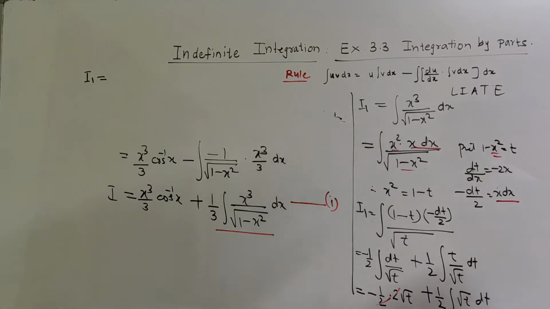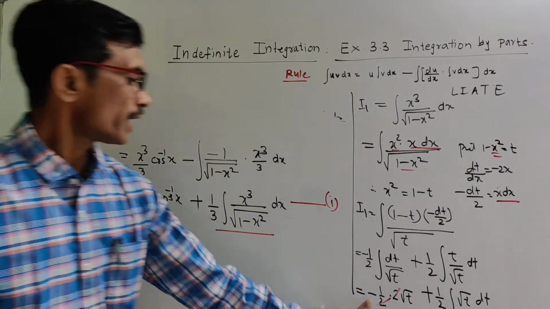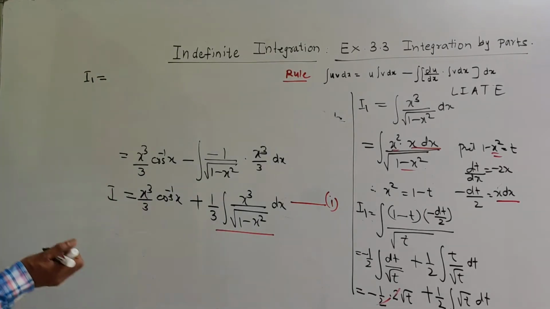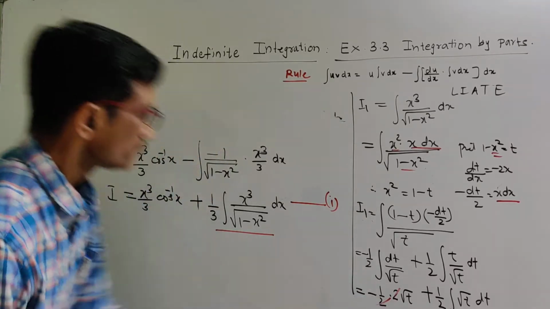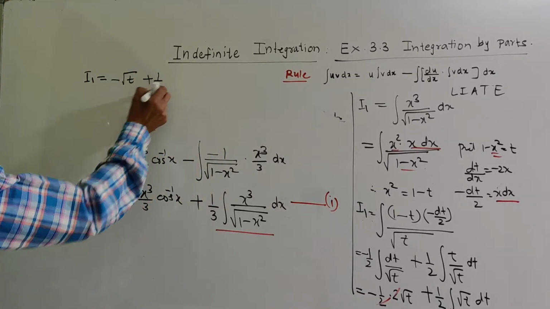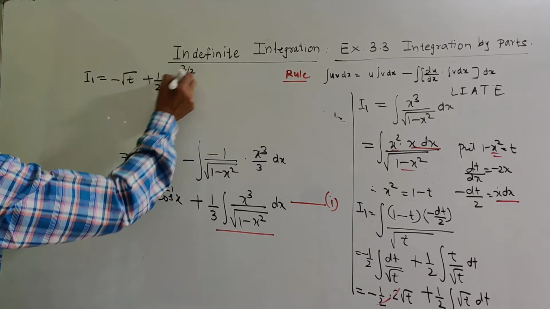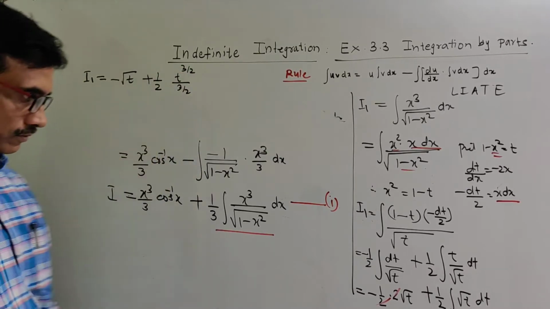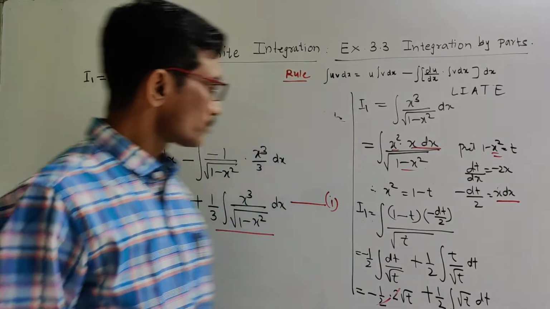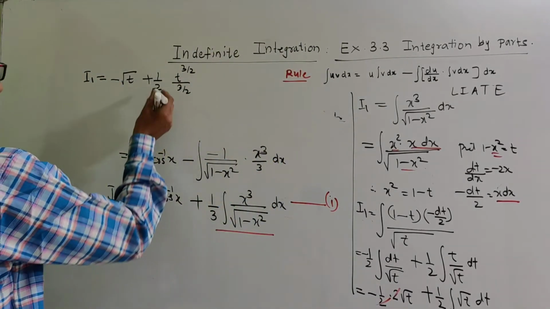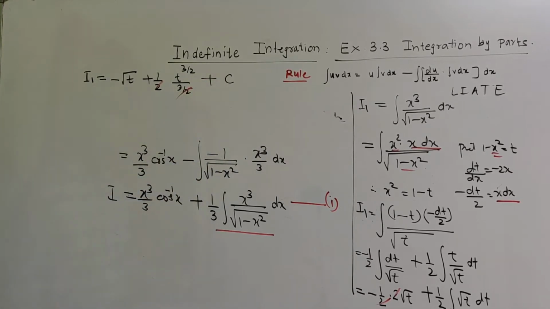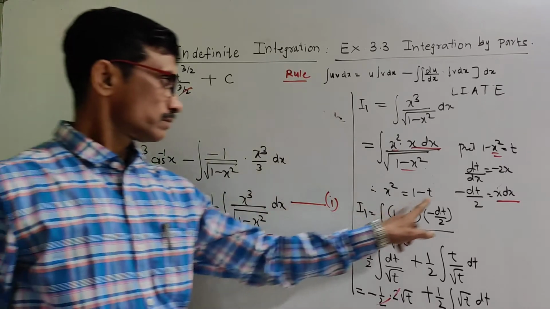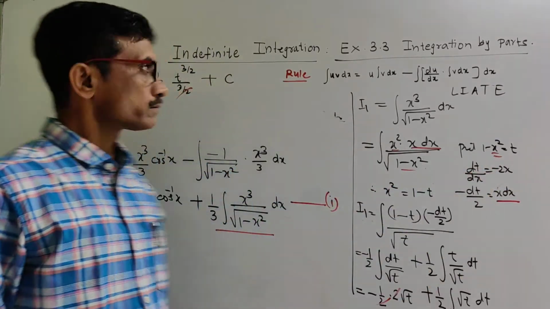So the integral of root t is t raised to power 3 by 2 upon 3 by 2. This is minus root t, plus 1 by 2 and t raised to power 3 by 2 upon 3 by 2. The integral of root t is t raised to power 3 by 2 upon 3 by 2. This 2 is getting cancelled, and plus c, where our t is equal to 1 minus x square.